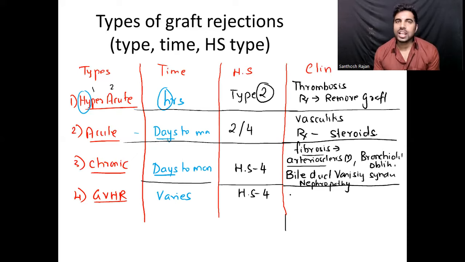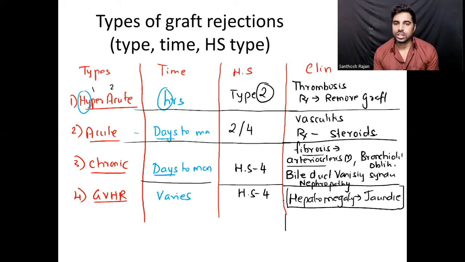In graft versus host reaction, the main thing is that the liver is affected. So you have hepatosplenomegaly. Hepatomegaly is the main thing. And because of that, the patient will have jaundice. Severe jaundice. So this is the main thing you'll see in this patient.